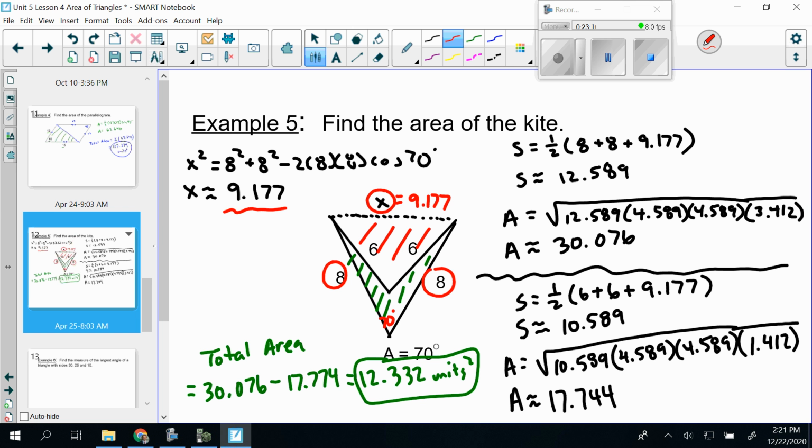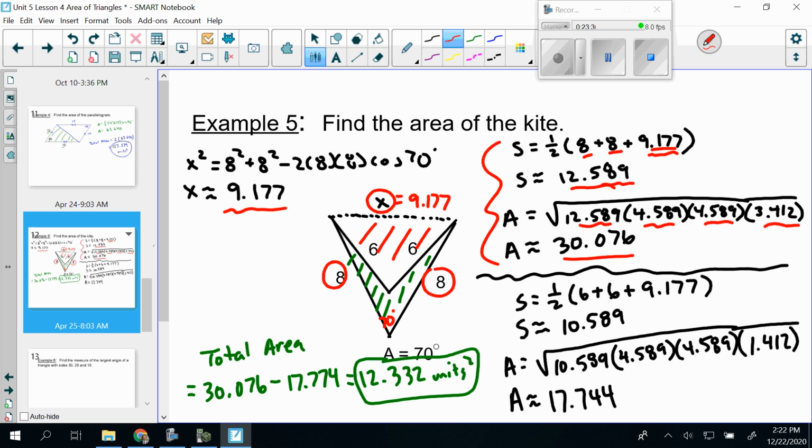So if you did Heron's formula with the big one, the S value is half of all three sides, so 8, 8, and the one we just found. So there's our S value. Now take that S value minus the two sides. So if you minus 8 from both of them, you get this. If you take that 12.589 and minus the other side, you get this. Area of the whole triangle comes out to be about 30.